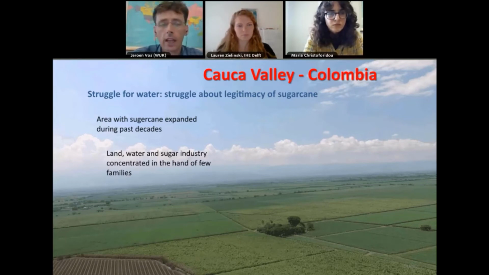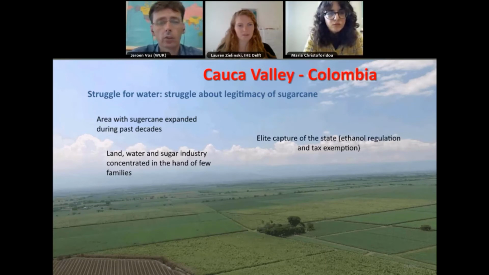You can also see that the land and the water and the sugar industry is concentrated in the hands of few families. Those are well-known families, and yeah, they have become very rich by controlling the land, the water, and the sugarcane industry. What you can also see from the political point of view is that there is something like the elite capture of the state. That the regional government has several regulations that favor sugarcane production. For example, in the ethanol regulations and also in the exemption of paying taxes.